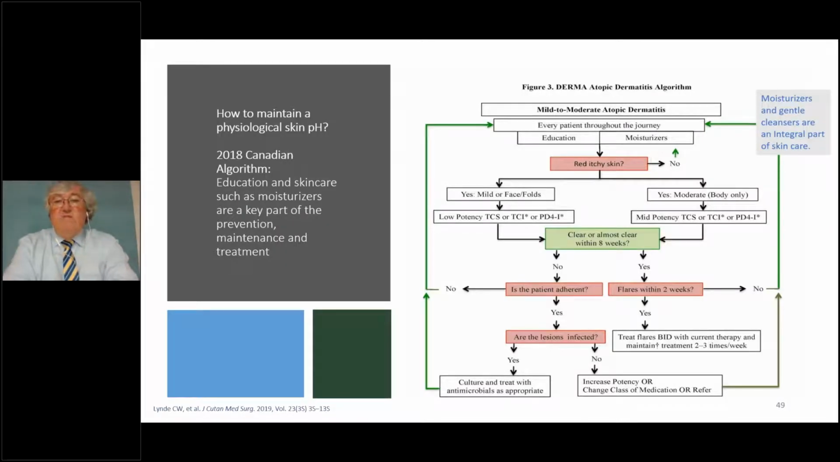This was a recent guideline, with an algorithm developed by a number of Canadian dermatologists. As you note there, education and moisturizers for all types are extremely important. Skincare education is a key part of the prevention, maintenance and treatment of atopic dermatitis.